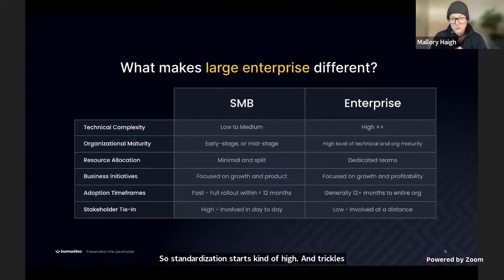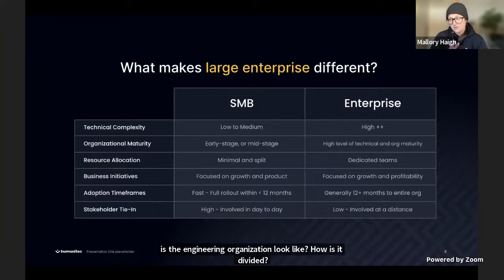And we'll look at that shortly too. And that becomes a bit of a challenge. In terms of organizational maturity, we see the SMBs at early stage or mid stage. So this is not just about technical complexity, but what does the engineering organization look like? How is it divided? In enterprise, you tend to get a high level of technical and org maturity.